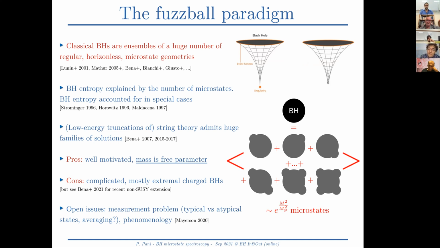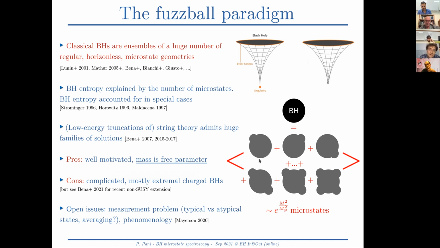So the picture you can have in mind is that a classical black hole is interpreted as really the ensemble of these microstates. All of them can be very deformed. They do not have a horizon, and the horizon emerges as a sort of coarse-grained description of these regular geometries. A very important point of this proposal is that, first, it is well motivated in terms of the theories behind, and second, the mass is a free parameter.